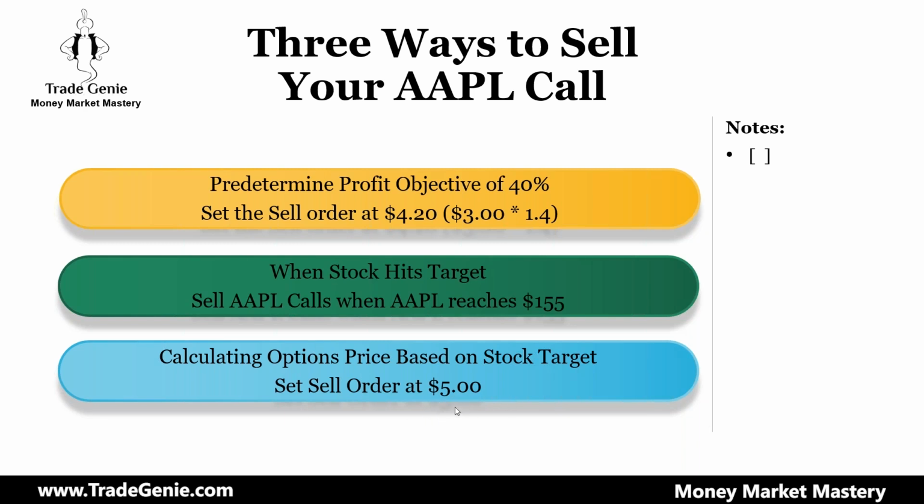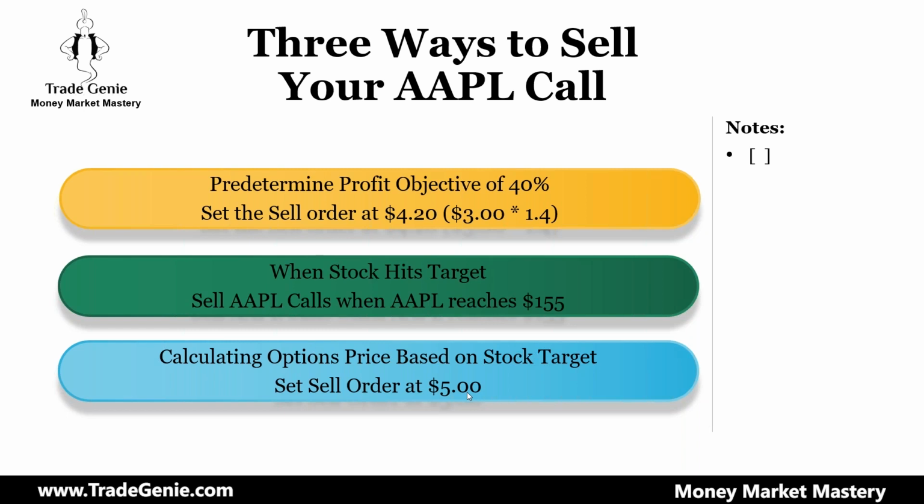So that is a $5 option. Maybe it's the ask price. So then you look at the spread, and the spread is, let's say, 20 cents. So you say, okay, if the formula is telling me when Apple hits 155 my option will be $5, and the spread is 20 cents, so $4.80. So I will set the order at $4.80.